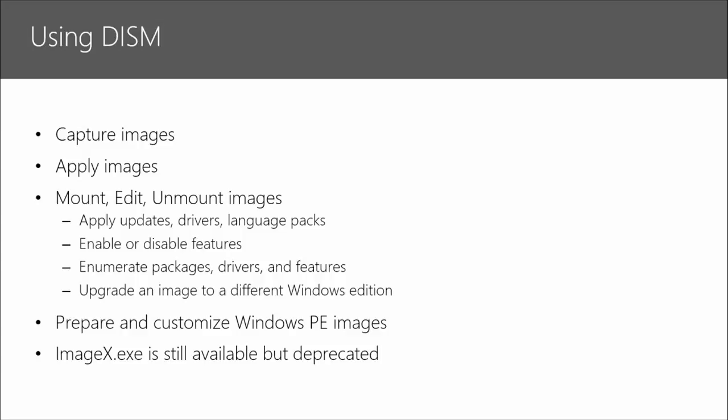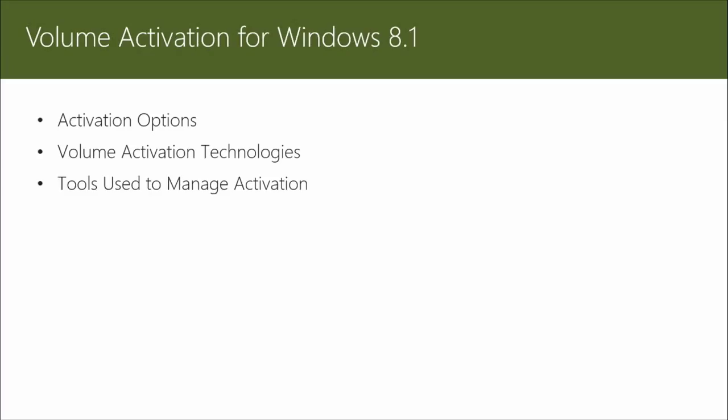DISM we've already kind of talked about. You can capture images, apply images, mount, edit, unmount. Just be aware you can do all these things. For example, you can enable features inside an image, disable features inside an image, add drivers, add packages. You can even, check this out, upgrade an image to a different edition of Windows inside the image file. We just want to give you a brief overview of what's out there for volume activation to make your life easier.